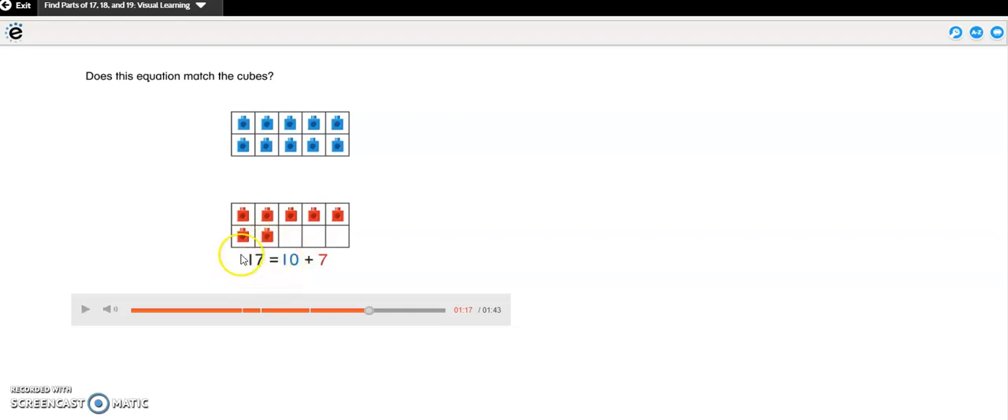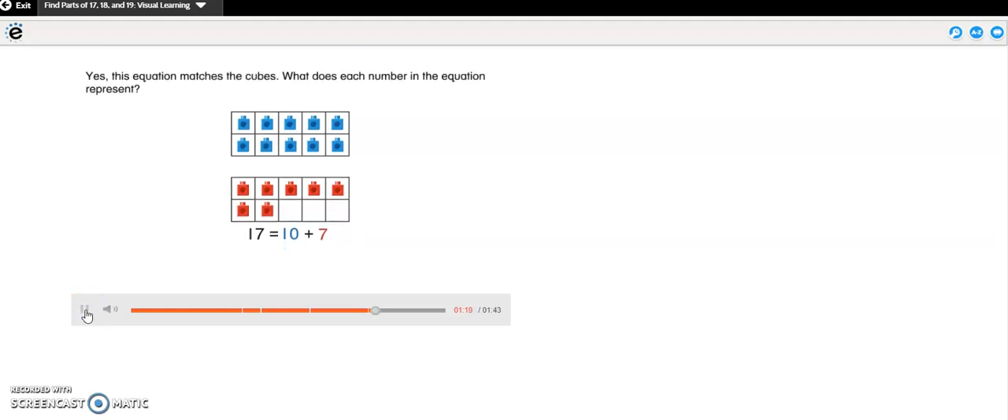The sum is 17. They're saying that there are 10 cubes in the top 10 frame, which is correct because this frame is full. And there are 7 in the bottom. Let's count and make sure. 1, 2, 3, 4, 5, 6, 7. So 17 equals 10 plus 7. Yes, the equation matches the cubes.